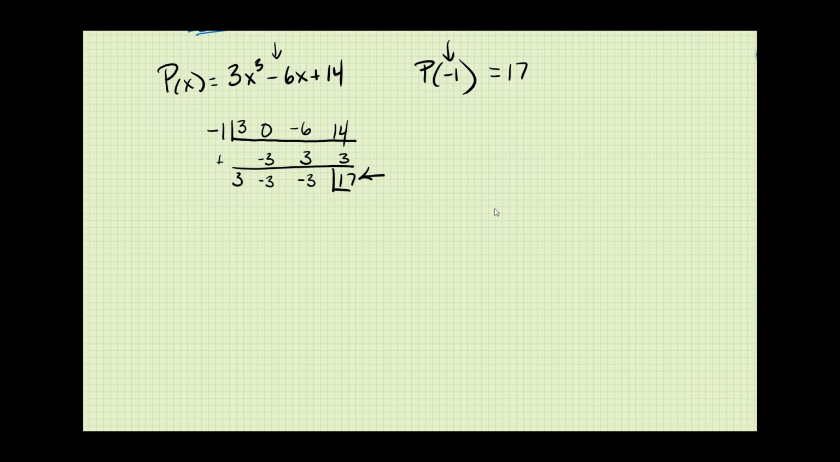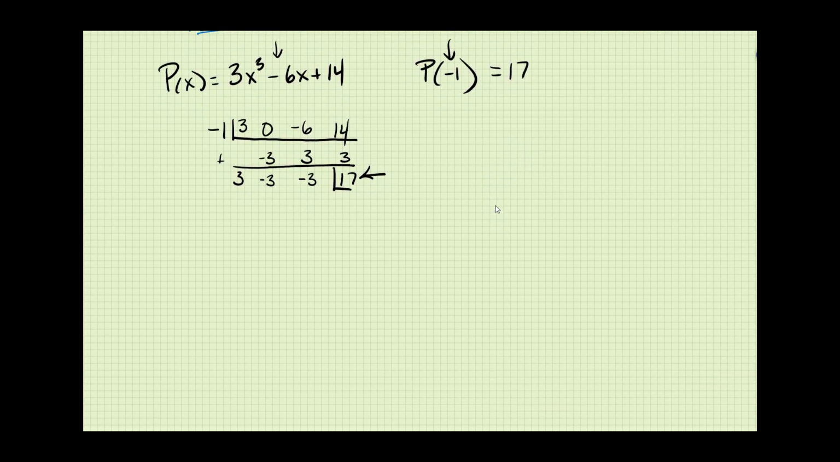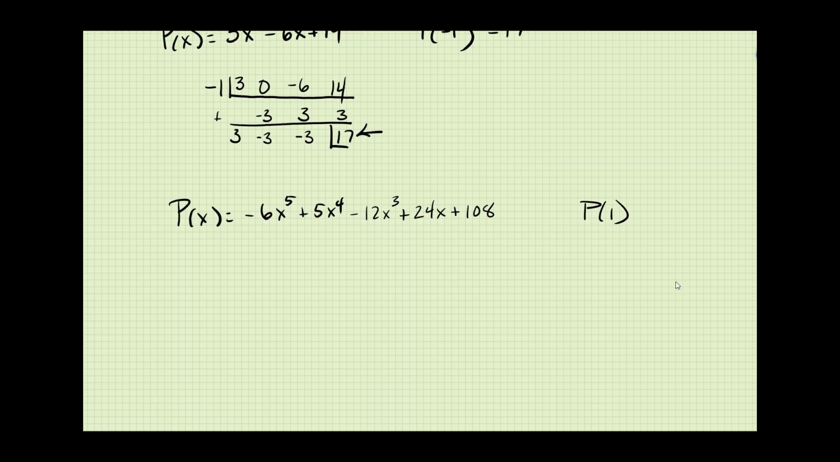All right, so let's try one more as an example of this. Let's say our polynomial this time is -6x to the 5th plus 5x to the 4th, actually minus 12x cubed plus 24x plus 108. Okay. So this is a pretty significant polynomial. It's pretty big. It has some pretty good sized numbers in it. And I want to find p of 1. Okay, and I'm keeping the number small here just for this video.